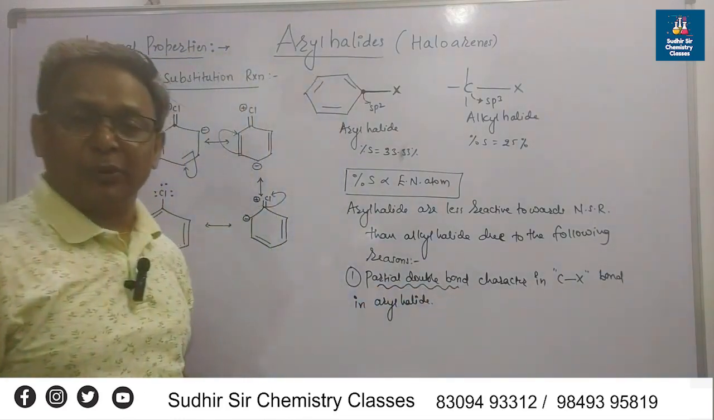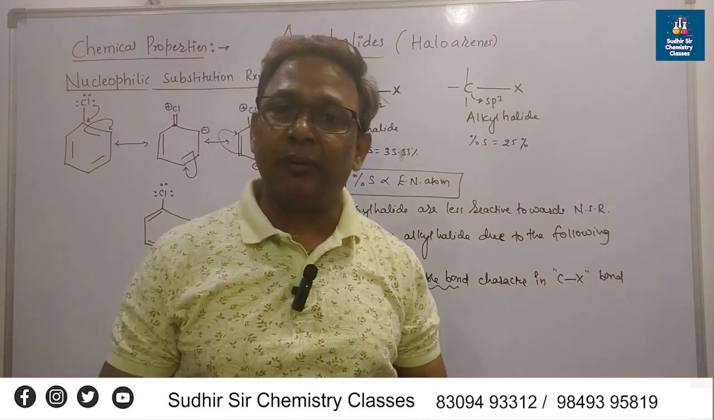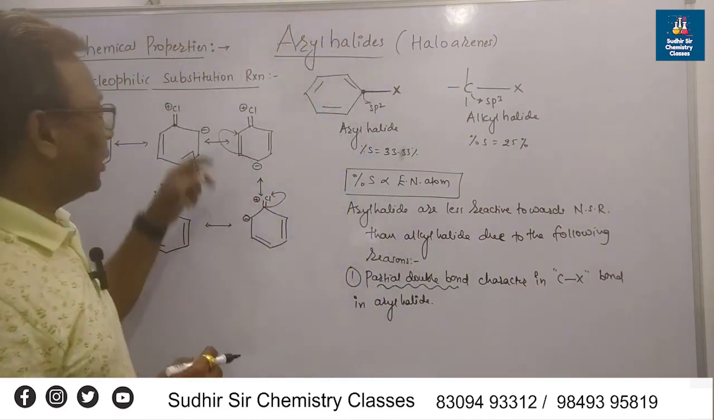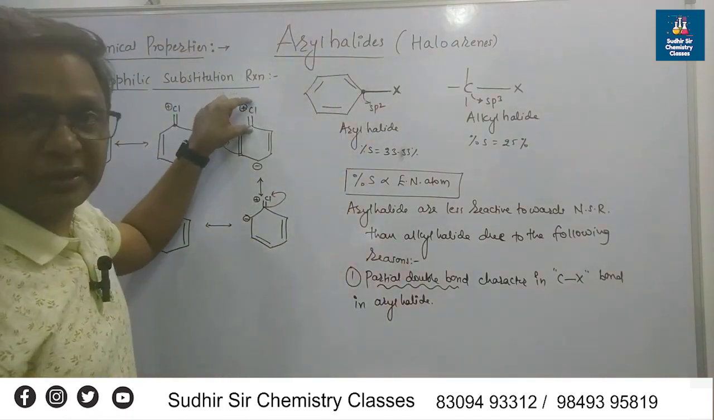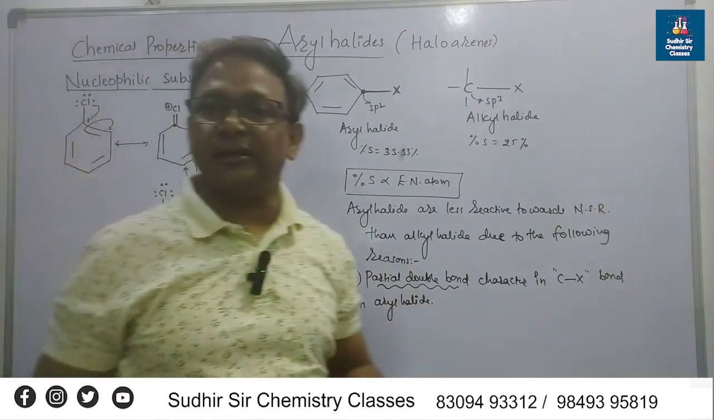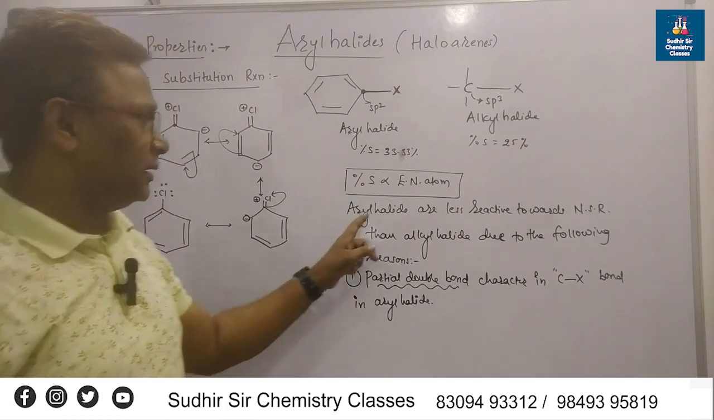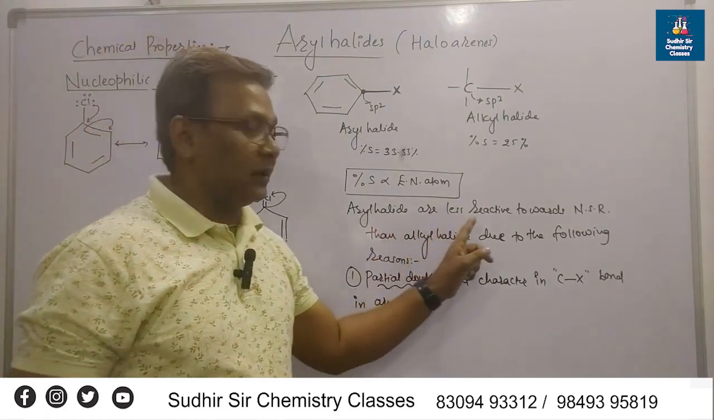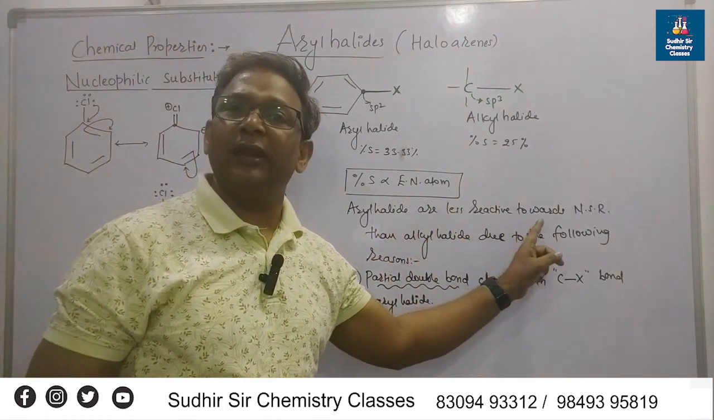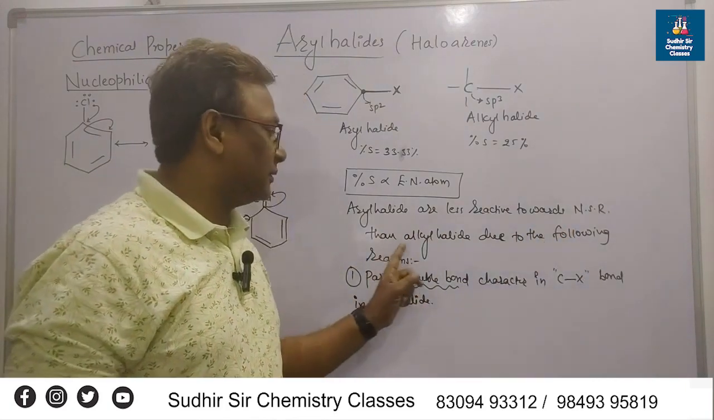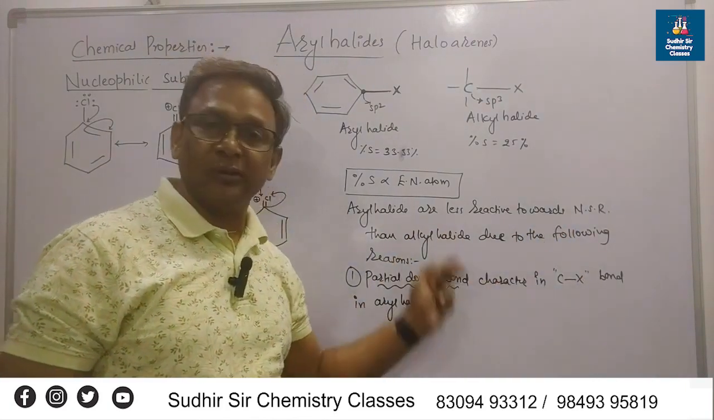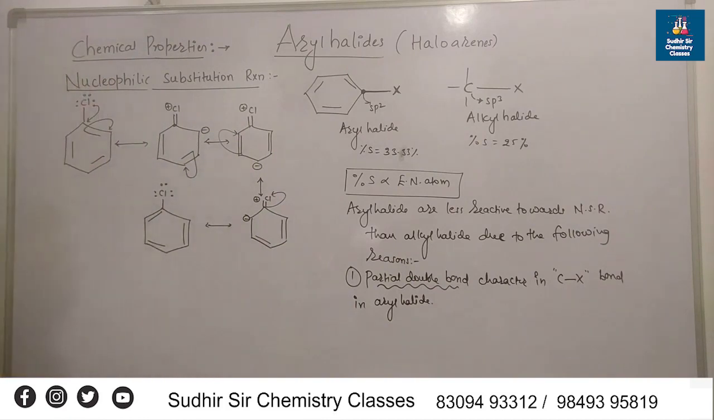Partial double bond character means that due to it, the bond length between carbon and halogen decreases, bond energy increases, and its reactivity also decreases. So we can say aryl halides are less reactive toward nucleophilic substitution reaction than alkyl halides due to the given reason. Right? It is the first part.